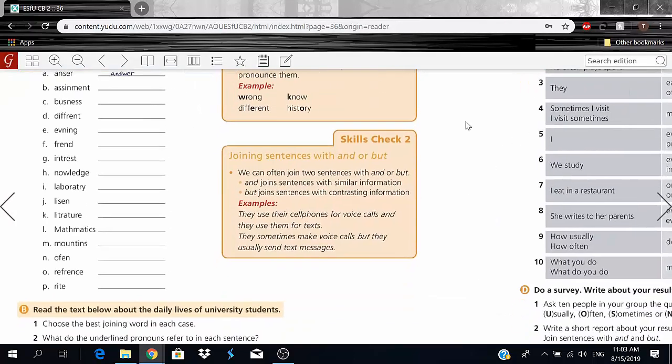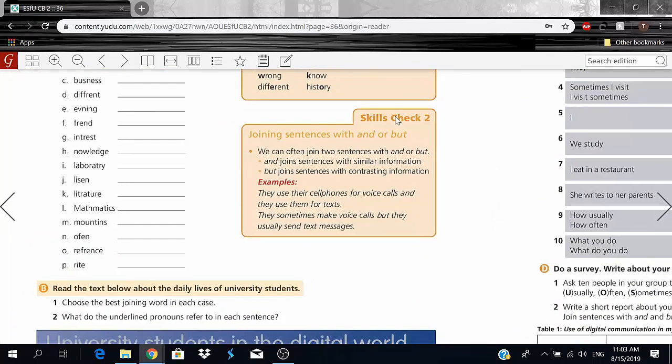Now let's move on. What do we have? We have skills check 2 here. Now we're going to be talking a little bit about joining sentences with and or but. We can often join two sentences with and or but, and join sentences with similar information. Okay, so the word and, I'm going to say that one more time, and joins sentences with similar information. So I'm going to go get bananas and apples. Okay. However, if I say but, it means I'm going to join sentences with contrasting information.